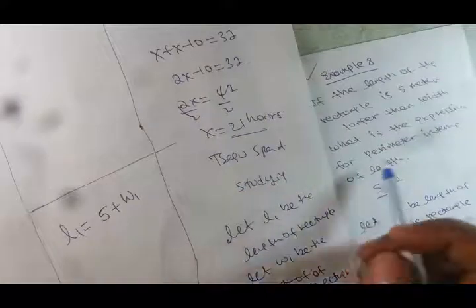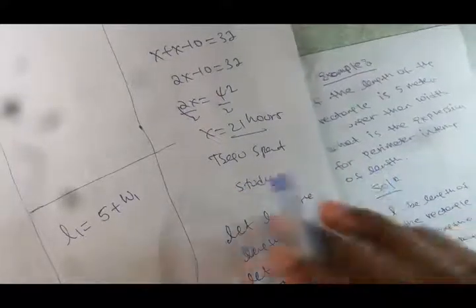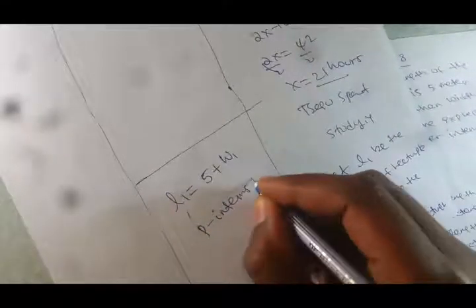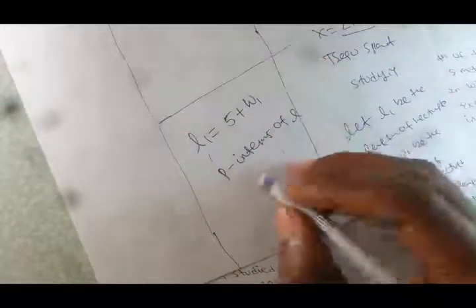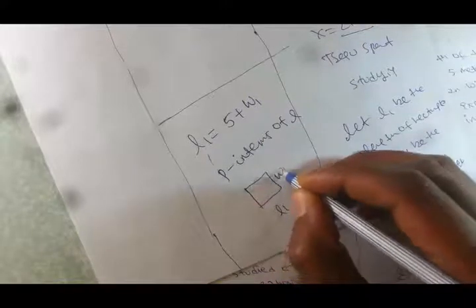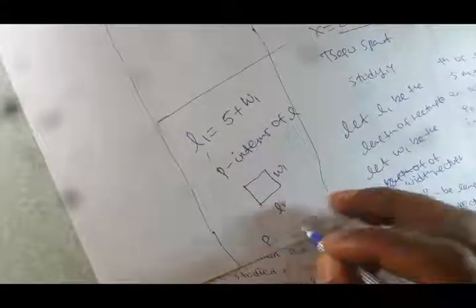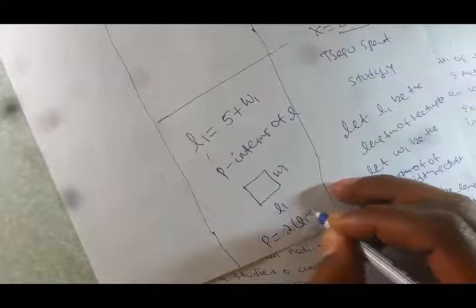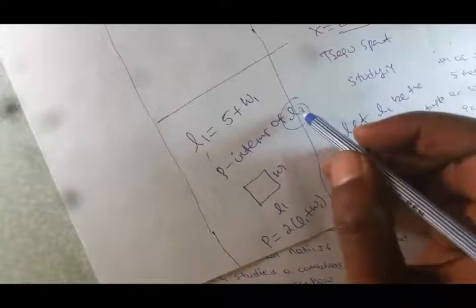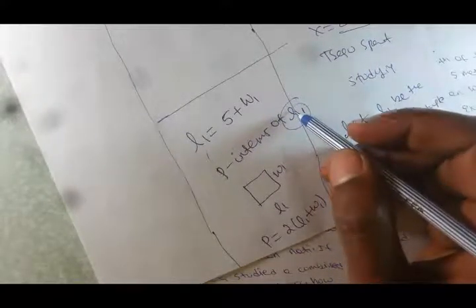And we are asked to find the expression for perimeter in terms of length. Let's draw the diagram of this rectangle. This is L1, this is W1. We know that perimeter can be expressed as 2 times (L1 plus W1). Whenever we are asked to express P in terms of L1, we have to eliminate any variable other than L1. In our case, the variable other than L1 is W1, so we have to eliminate W1.